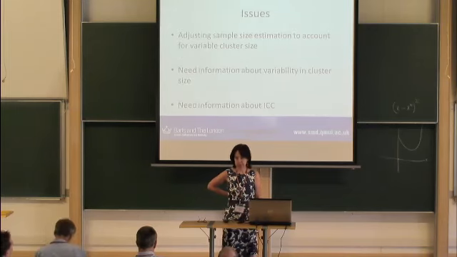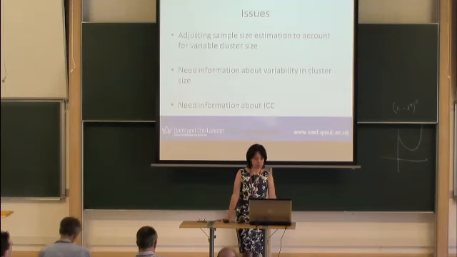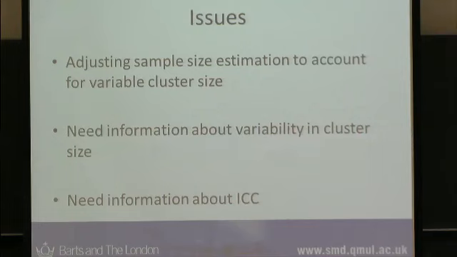So what to do about some of these things? Well, the first thing is, what methods can we use to adjust the sample size to account for variable cluster size? The second thing is, how can we get some information about the variability in the cluster size? And the third thing is, how can we get some information about the ICC?